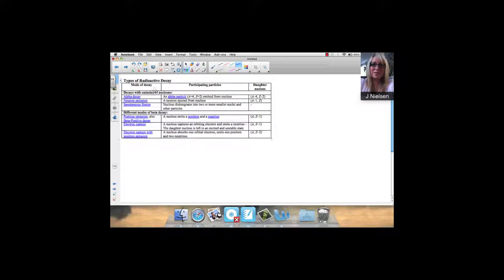This is from your book. It just reviews different types of radioactive decay. I'm not going to spend a lot of time on this, but you should know that when a particle undergoes alpha decay, the resulting particle that forms is going to have less mass and less charge than the original one. In neutron emission, when the neutron is ejected from the nucleus, the only thing that's going to be changing is the mass. The charge will stay the same.